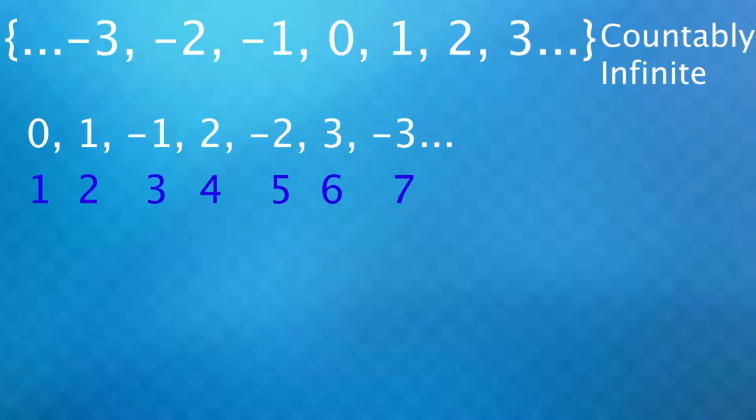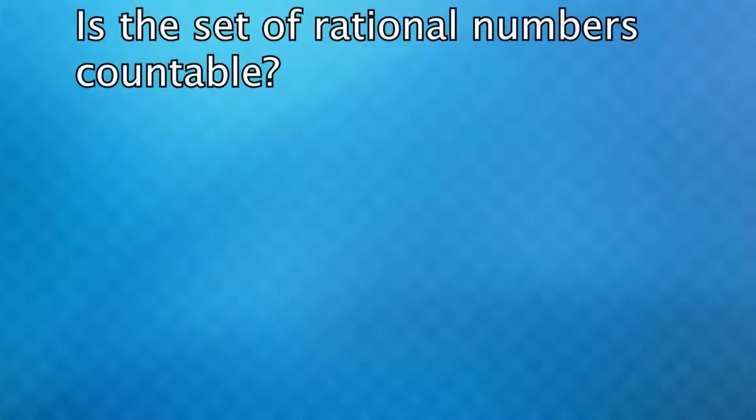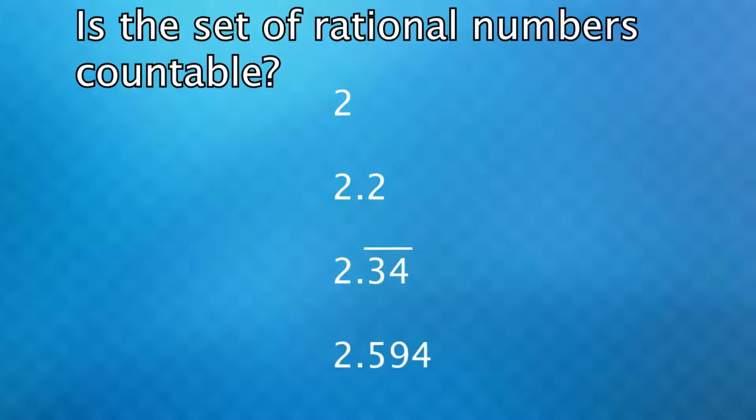Now, a tougher question: is the set of rational numbers countable? Rational numbers are either decimals that end or decimals that go on forever but repeat. 2, 2.2, 2.34 repeating, 2.594, etc. These are all rational. Now, could I line these up such that I have a first rational number, a second, a third, and so on, such that I don't skip anything? Amazingly, it was proved that the answer is yes. The set is countably infinite.